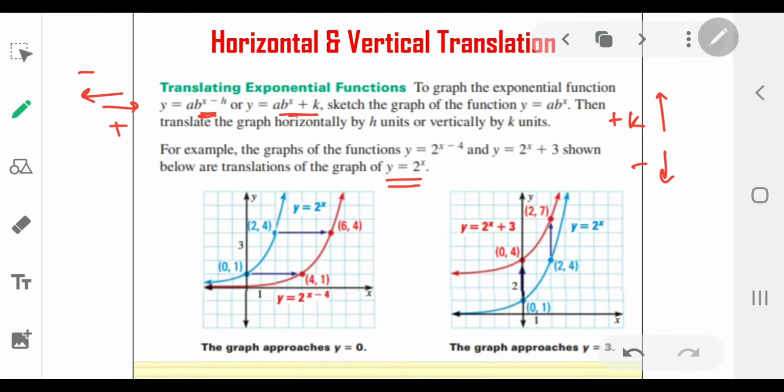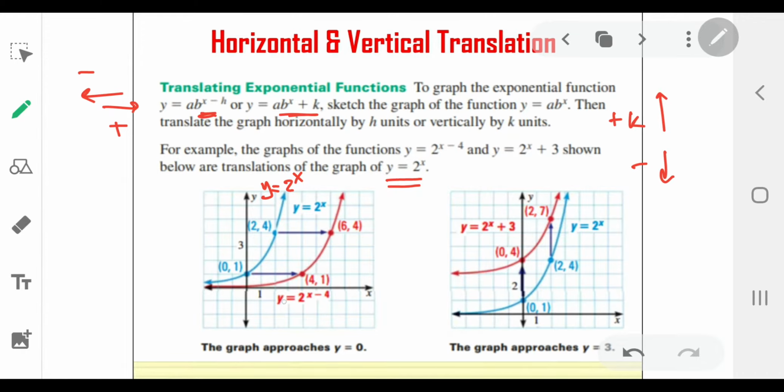As we have learned in the first part, we start by constructing a table of values, assume some negative values for x, 0, and some positive values, and then you plot them and graph 2 to the power x, like this, and you will have this blue graph here. The y-intercept 0, 1, and we have 2 corresponds with 4. This is the graph of y equals 2 to the power x.